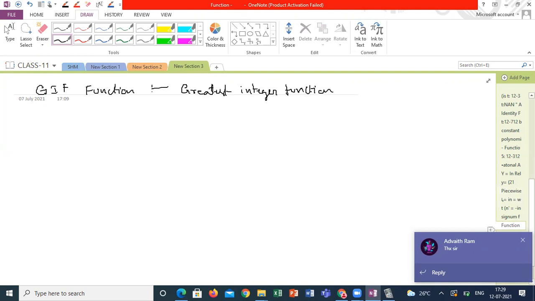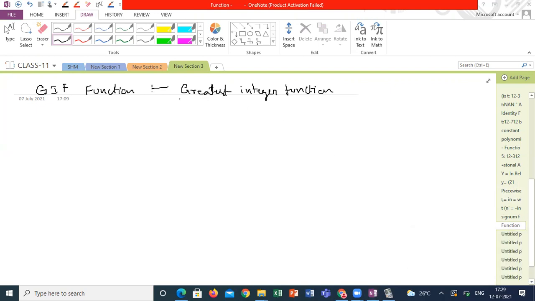What does this greatest integer function say? It is always close to its greatest integer. Whether it is a fraction, a rational or irrational number, the output is always close to its integer. So a function f is defined from R to R. Your set A is also real numbers, set B is also real numbers. So the greatest integer function will be defined like this.